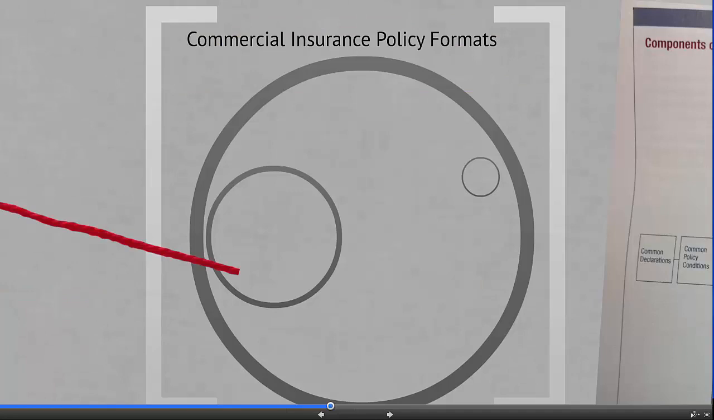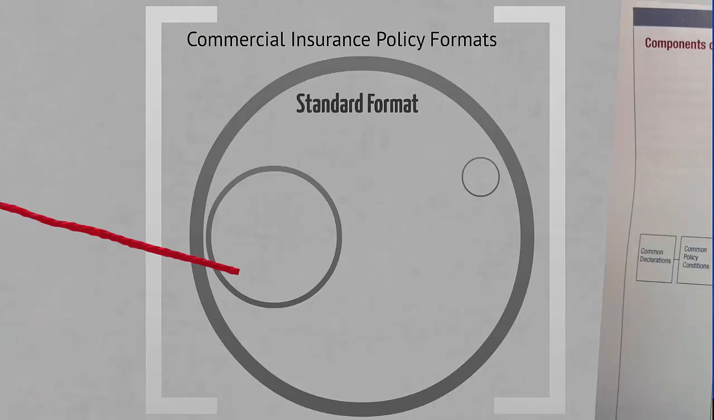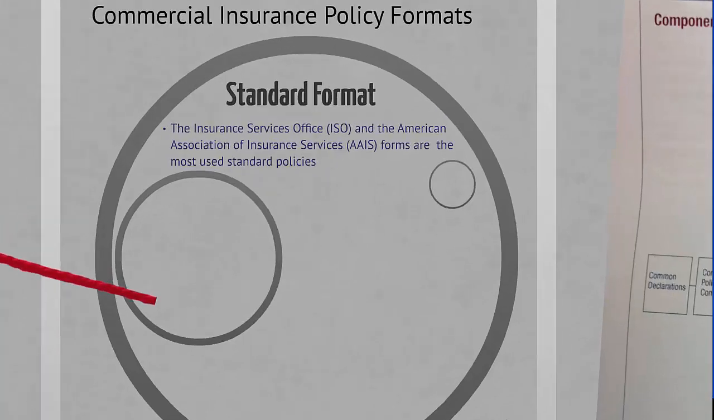Now let's look at commercial insurance policy formats. First and foremost, there's the standard format. The Insurance Services Office, or ISO, and the American Association of Insurance Services, AAIS, forms are the most used standard policies. Most companies use either an ISO form or some variation of that, and some do use the AAIS, and then some will develop their own policies.